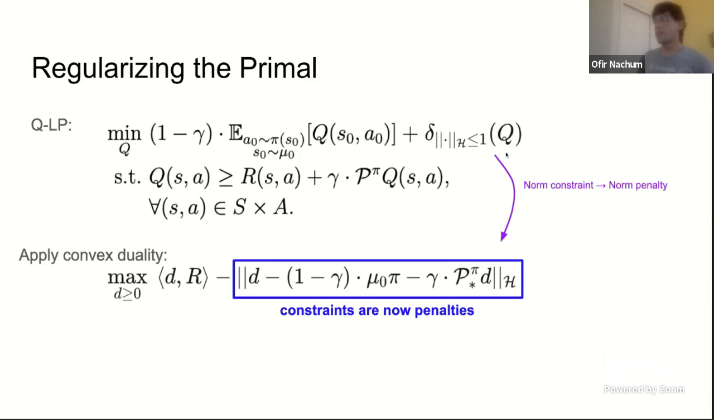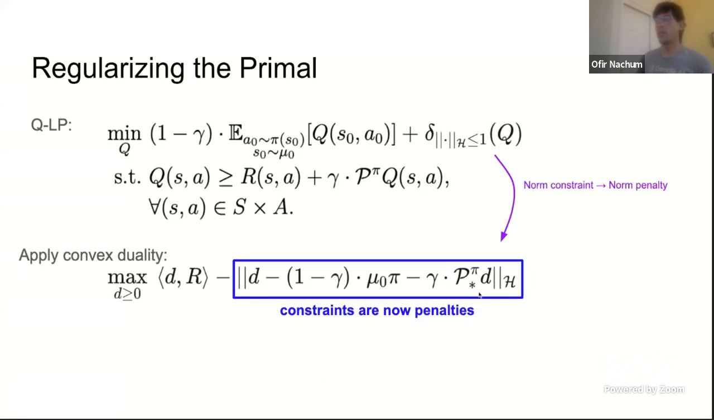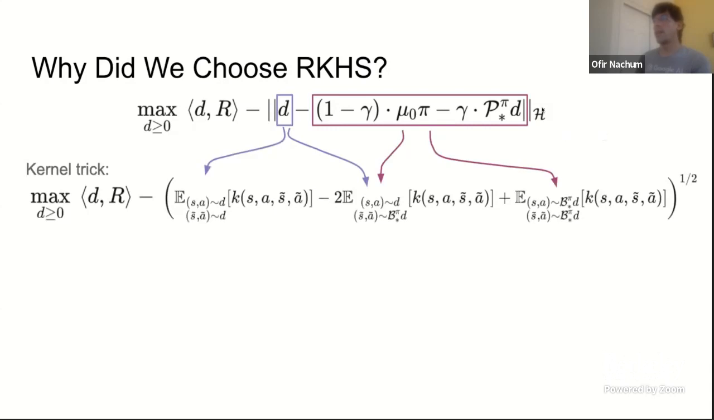Now, because we had this convex regularizer, the norm constraint, the constraints in our dual are now in the form of penalties. And that penalty is in the form of the RKHS norm. So we're really penalizing the dual objective with the constraint violations as measured in an RKHS norm. So we've got an unconstrained objective, but it's still a little unwieldy with this RKHS norm. But obviously, there was a reason we chose an RKHS norm, and it's because we can apply the kernel trick to this penalty and get a nicer form.